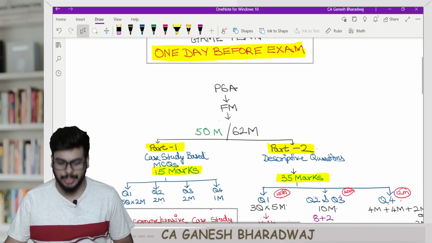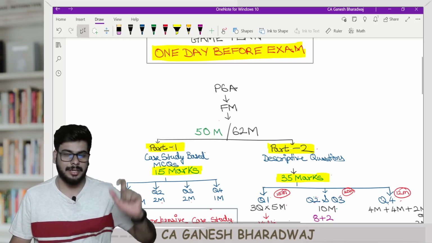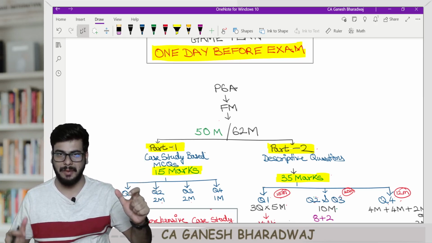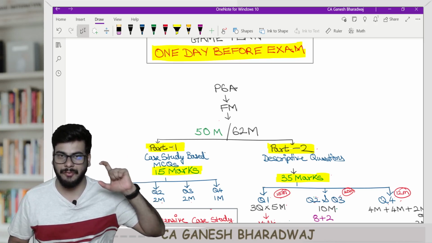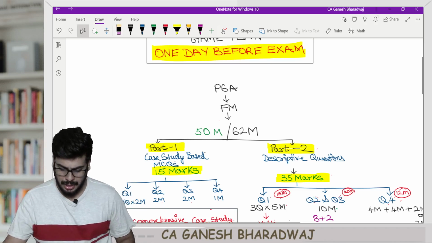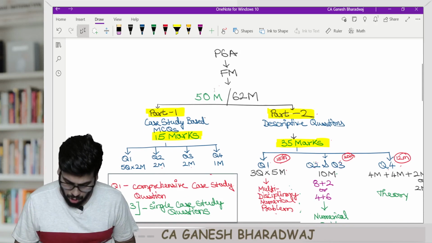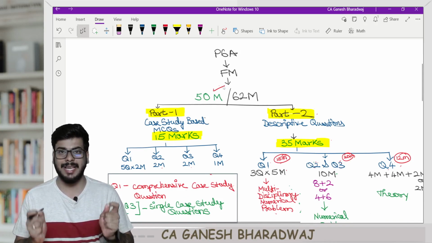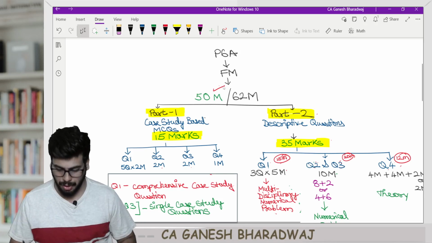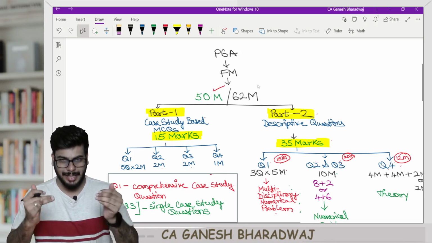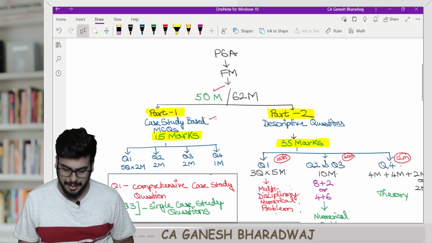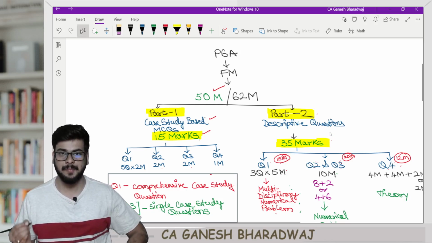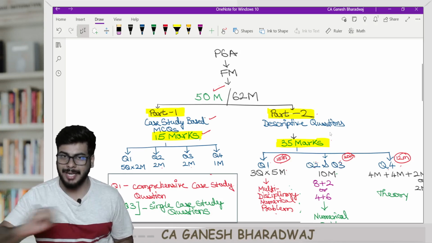Now first, guys, as you all know, paper 6 is financial management and strategic management. Paper 6A, the part A of this paper 6, is for your financial management component, right? It carries a weightage of 50 marks. However, the FM component gets printed for 62 marks. Now this FM component itself has two parts. Part 1 is your case study based MCQ, which carries a weightage of 15 marks, and part 2 is your descriptive questions, wherein you need to take your pen out and solve the questions.